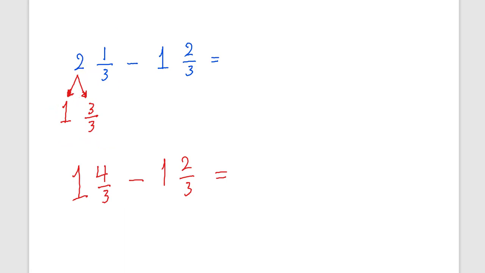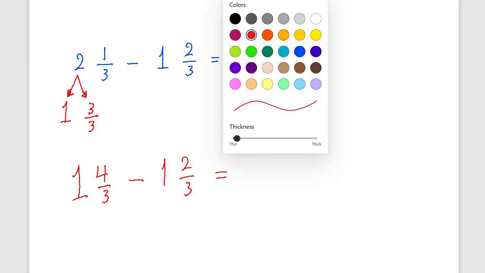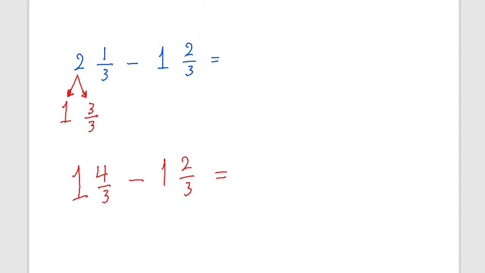4 minus 2 equals 2. Great. 2 over 3. And 1 minus 1 equals 0. So you may write the 0 here, and we don't need it, so we can erase it. So the answer is 2/3. Okay, thank you, Riyadh. My heroes, I've finished. Do you have any questions?